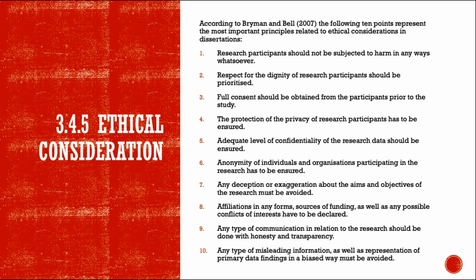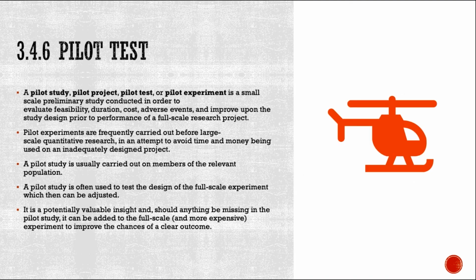7. Any deception or exaggeration about the aim or objective of the research must be avoided. 8. Affiliation in any form, source of funding, as well as any possible conflict of interest have to be declared. 9. Any type of communication in relation to the research should be done in honesty and transparency. You cannot be biased, you have to be objective. 10. Any type of misleading information as well as representation of primary data findings in a biased way must be avoided. So you cannot be biased in presenting the data or obtaining the data.